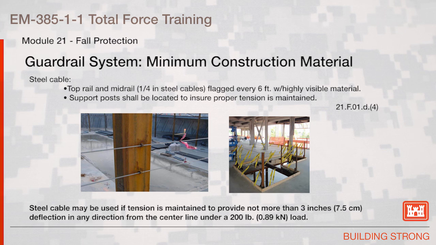Steel cable, when used as a guardrail system, the top rail and mid-rail is a minimum 1/4 inch steel cables flagged every 6 feet with highly visible material. Support posts shall be located to ensure proper tension is maintained. Steel cable may be used if tension is maintained to provide not more than 3 inches deflection in any direction from the center line under a 200-pound load.